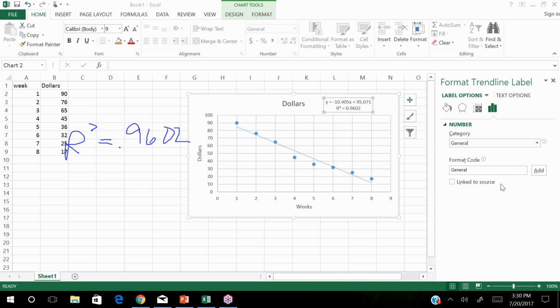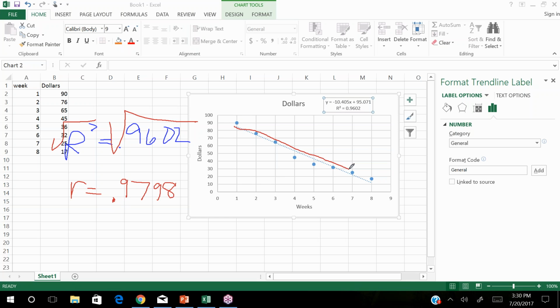Again, we don't want R squared, we want R. So if I square root both sides, what is the square root? I'm just going to let you do it. What is the square root of 0.9602? I got 0.9798. So there's your number.